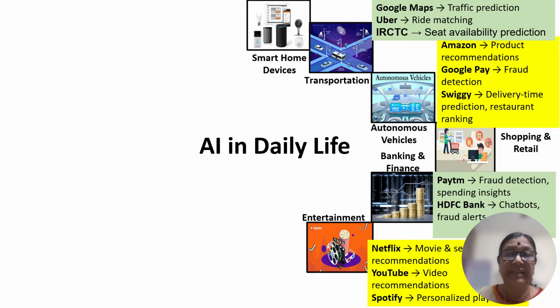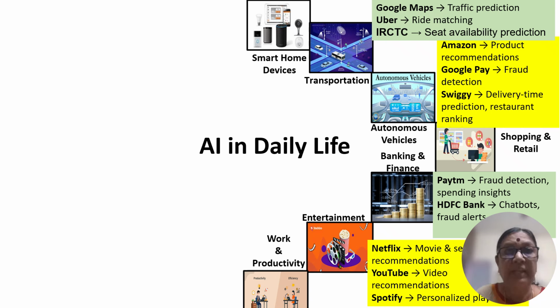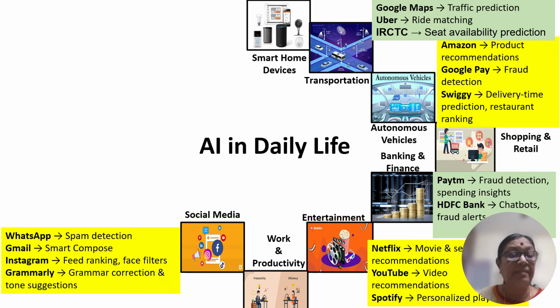Then you have entertainment, a major area in which AI is there, where you have Netflix for movie and series recommendations. Then you have YouTube for video recommendations and Spotify for personalized playlists. Then you have work and productivity, where it uses smart scheduling and things like that to improve productivity. And then you have social media, where lots of social media applications use spam detection in both WhatsApp and Gmail. Gmail also gives you options of smart composing.